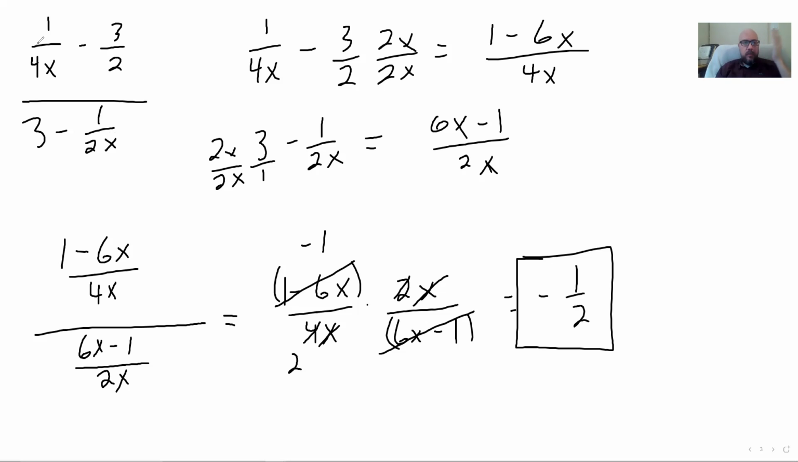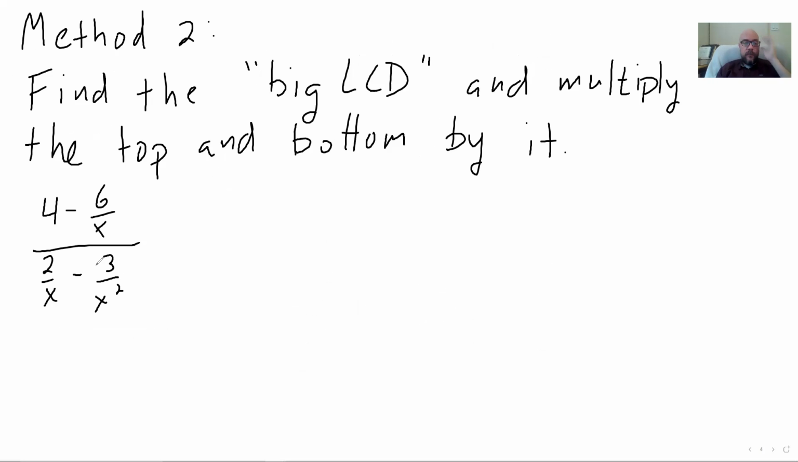It's pretty straightforward. You take the numerator and you simplify it. You take the denominator, you simplify that, and then you divide them. Pretty straightforward. All right, let's see method 2. So method 2 is a little bit different.